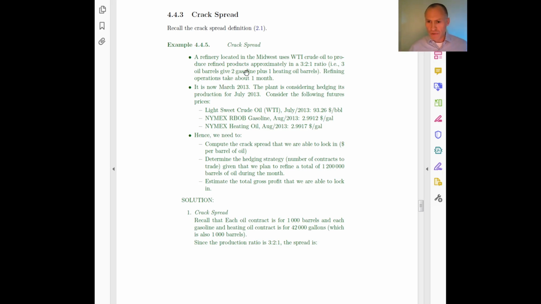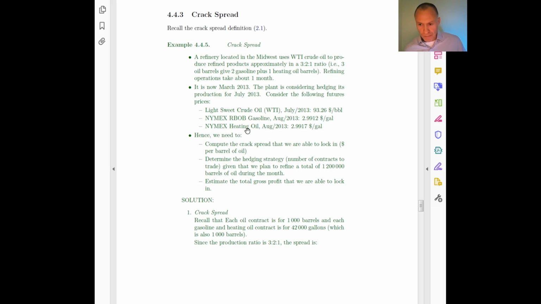So example, suppose we have a refinery that uses oil in this 3-to-1 ratio, meaning uses 3 barrels of oil to get 2 barrels of gasoline and 1 barrel of heating oil or diesel. And this takes about a month, and now we want to hedge the production for some point in the future. These are the prices for that point in the future: oil, and then gasoline and heating oil.